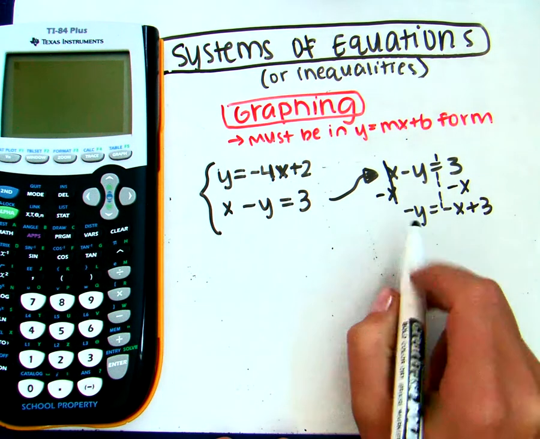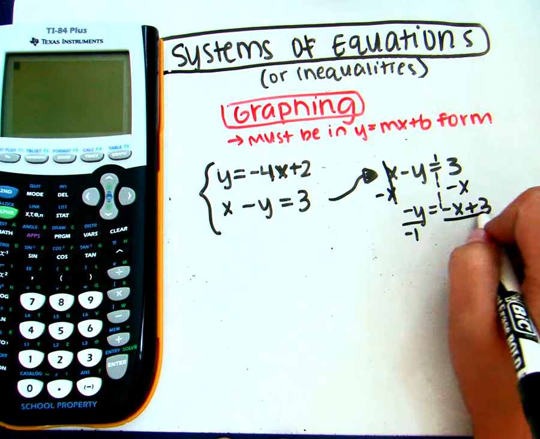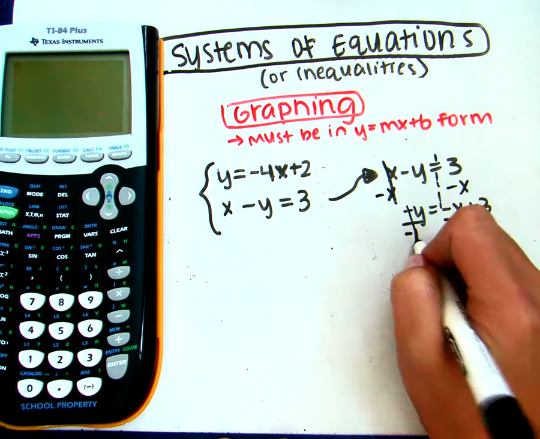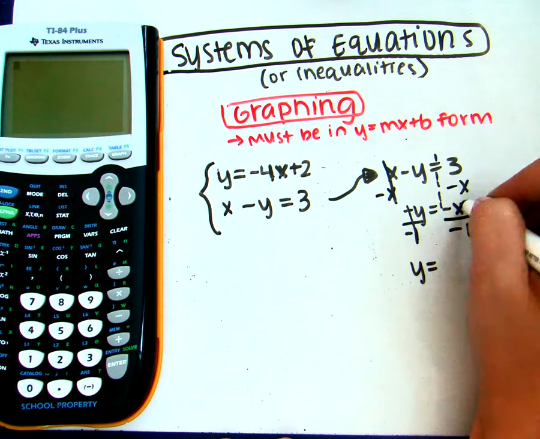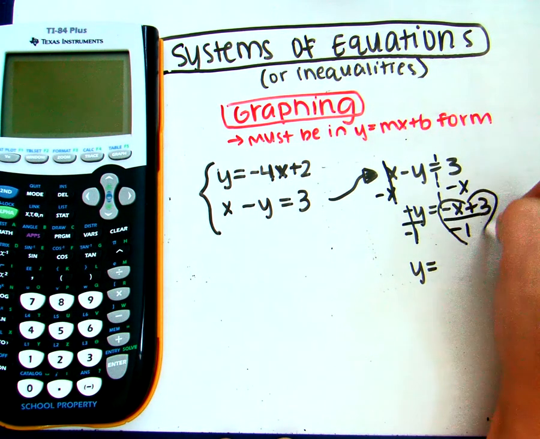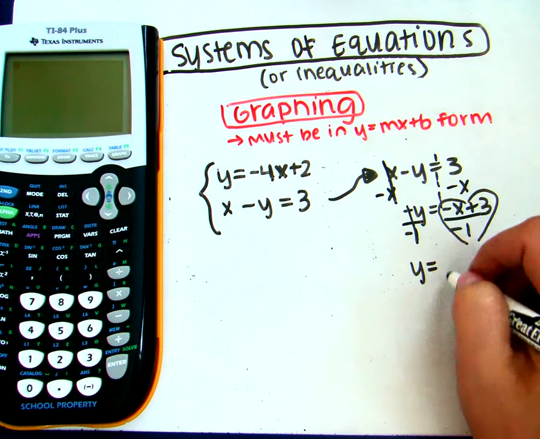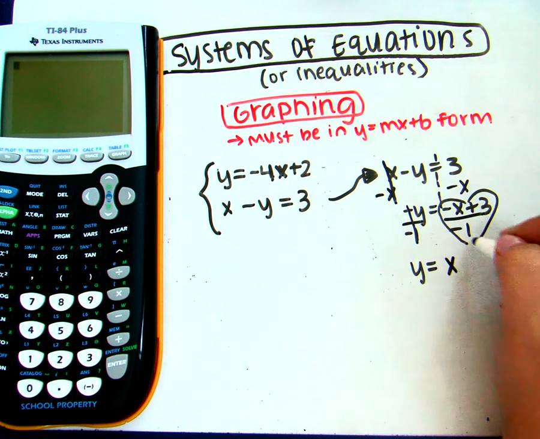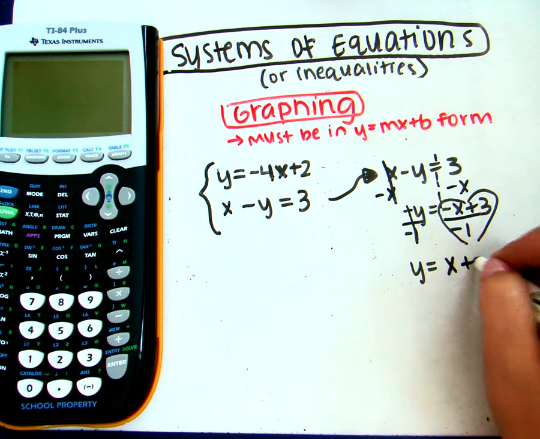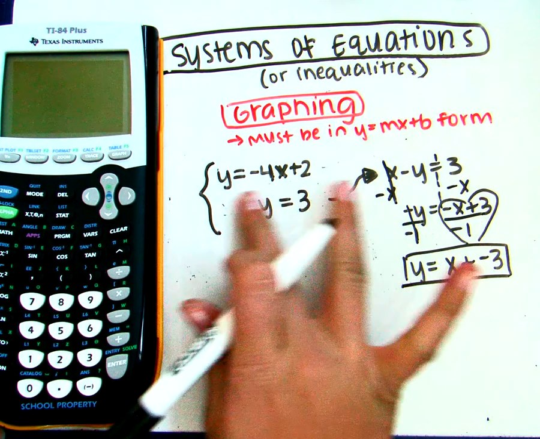Now I'm not done. I have to divide by this negative 1. Divide by the negative 1. Those cancel out. And I have y equals, the negative 1 needs to be divided by this guy and by this guy. So a negative divided by a negative is a positive 1 over 1, which you do not need to write. And then a positive 3 divided by a negative 1 is just negative 3. Now he is in the correct form, so I'm going to replace him over here.